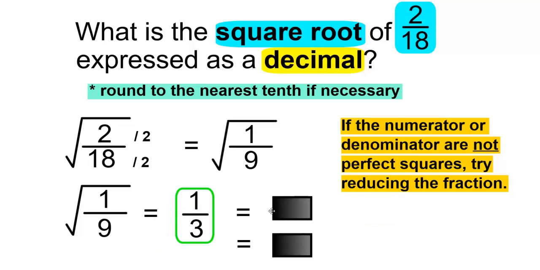Now I'll write this as a decimal. 1 over 3 is 0.3 repeating, but we have to round the answer to the nearest tenth. So 0.3 repeating to the nearest tenth will just be 0.3.